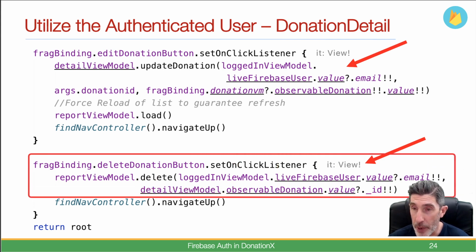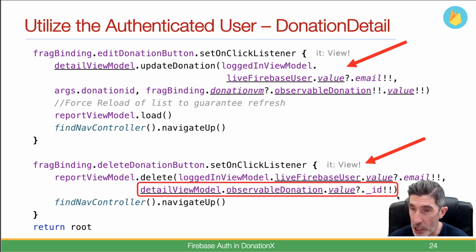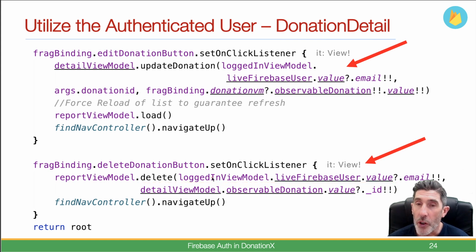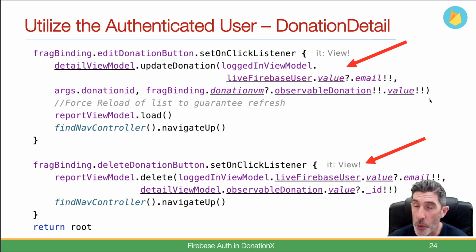Don't need to pass in as much information this time. All we need is the ID from that observable donation object for deleting. For updating, we have to actually pass in all the new data. Okay, and again, it's a little bit brute force here. We're passing up the whole object.